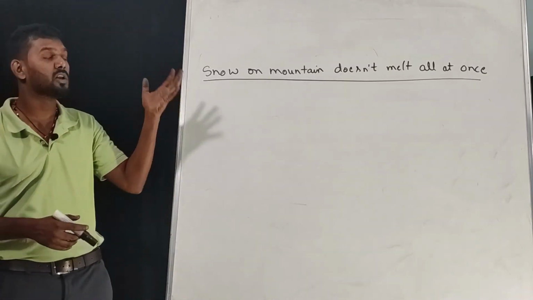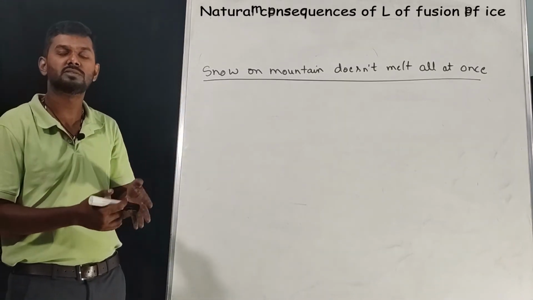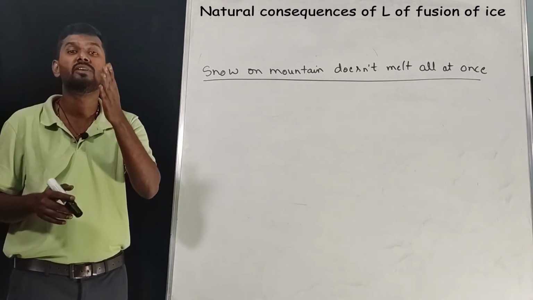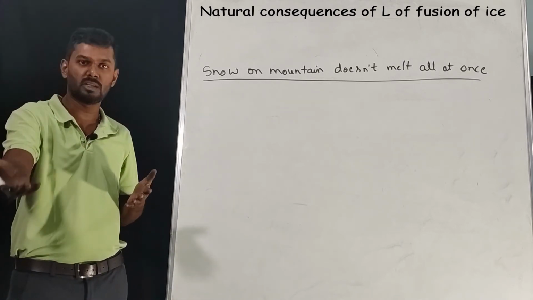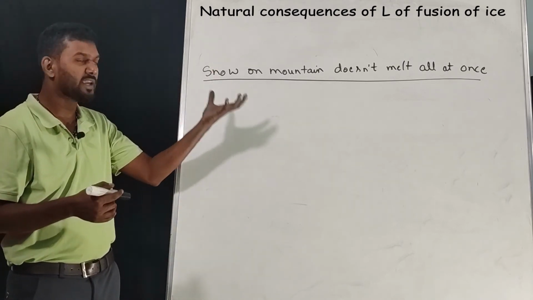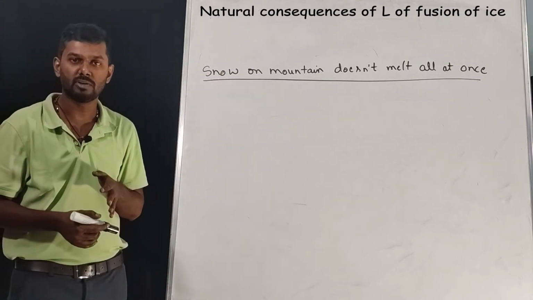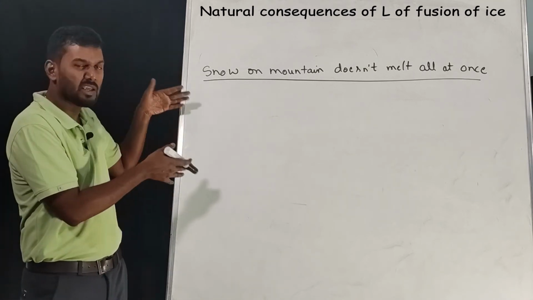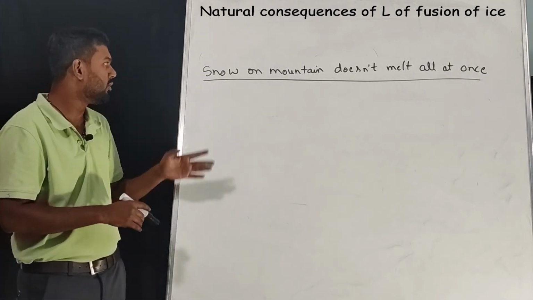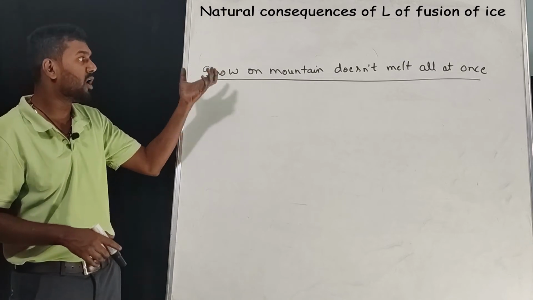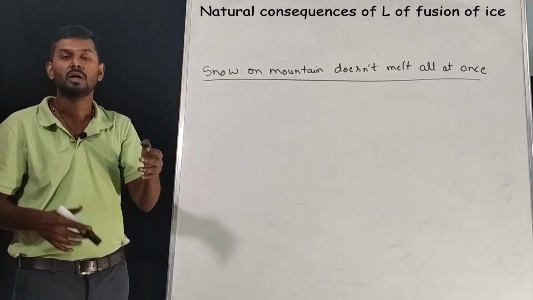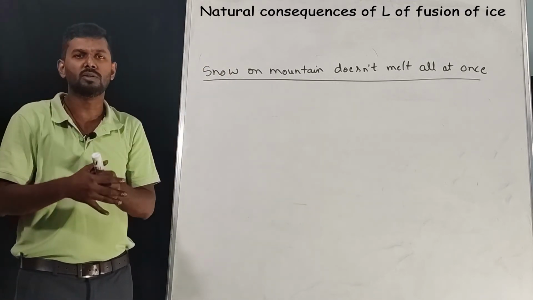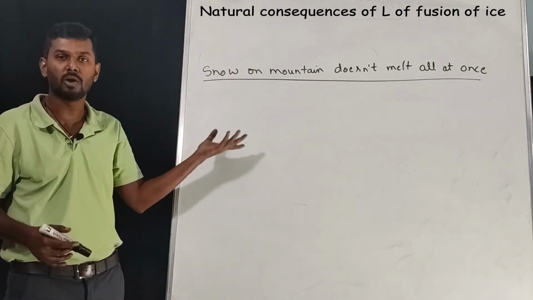Now we'll talk about the natural consequences. Natural consequences are very much important, because based on these concepts, they are going to ask give-reason type of questions. In the theory solutions video, whenever we get questions based on these natural consequences, we are going to skip the answers, because we are learning here in depth. Now we'll talk about how snow on mountains does not melt all at once. Why will the snow on the mountains not melt all at once? What happens if it melts? All those things we are going to learn here.